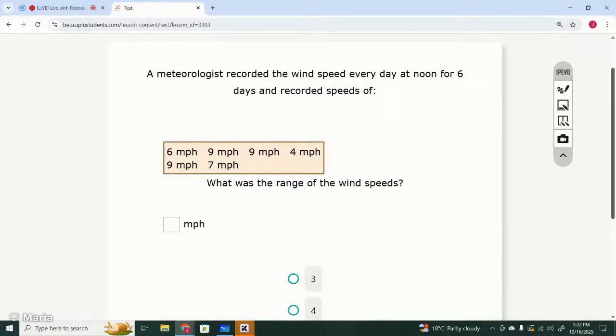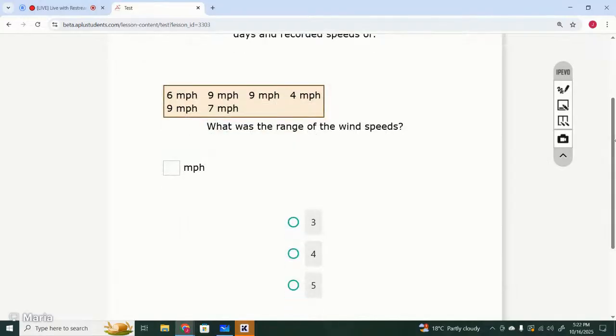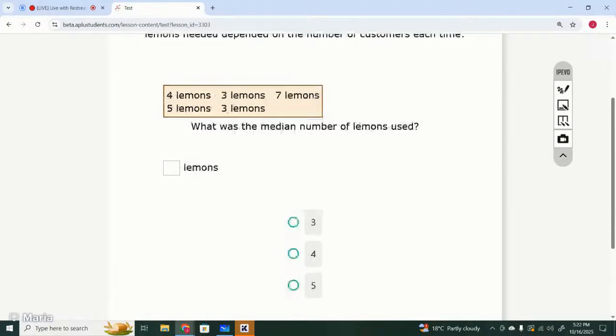The range is the difference between the greatest and the least value. So, 9 minus 4 is 5. Option number 3 is the correct option.